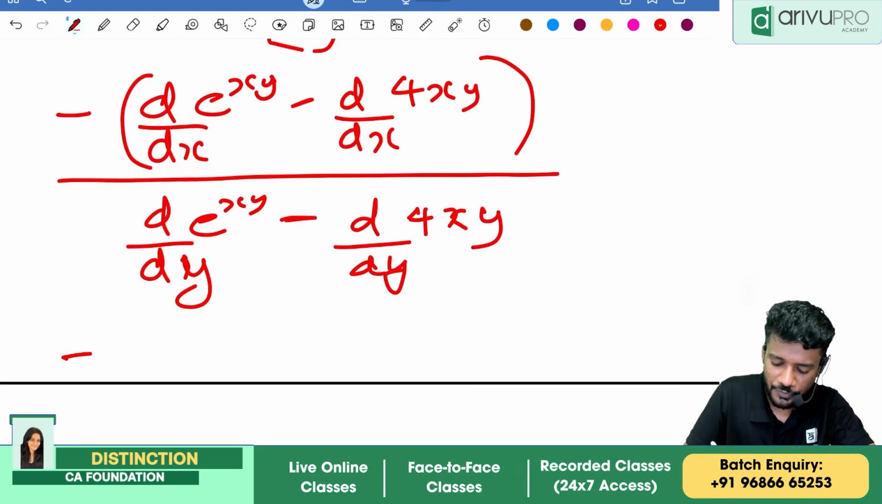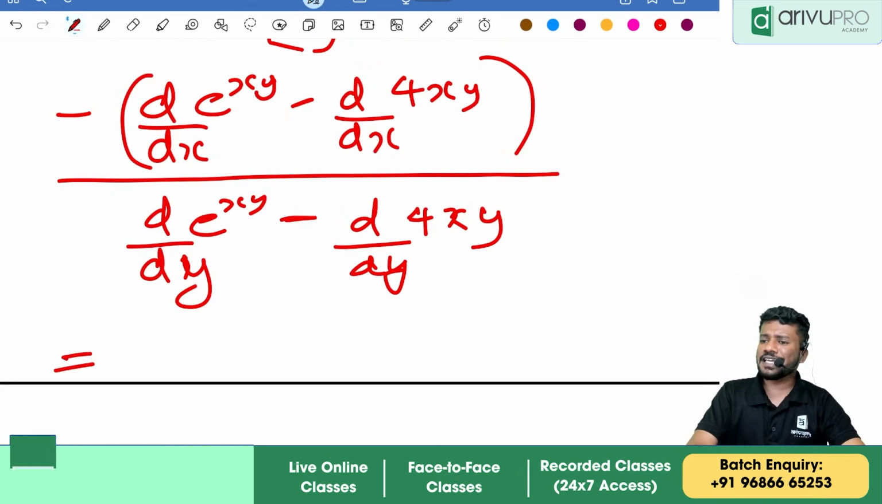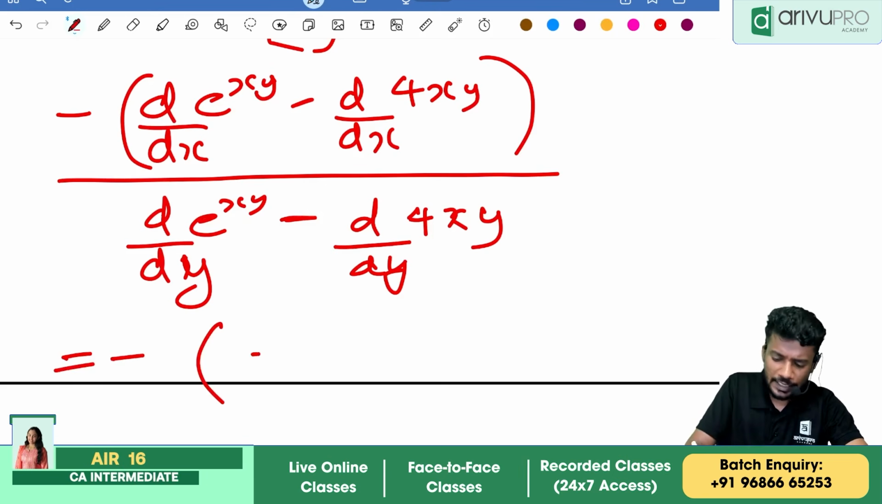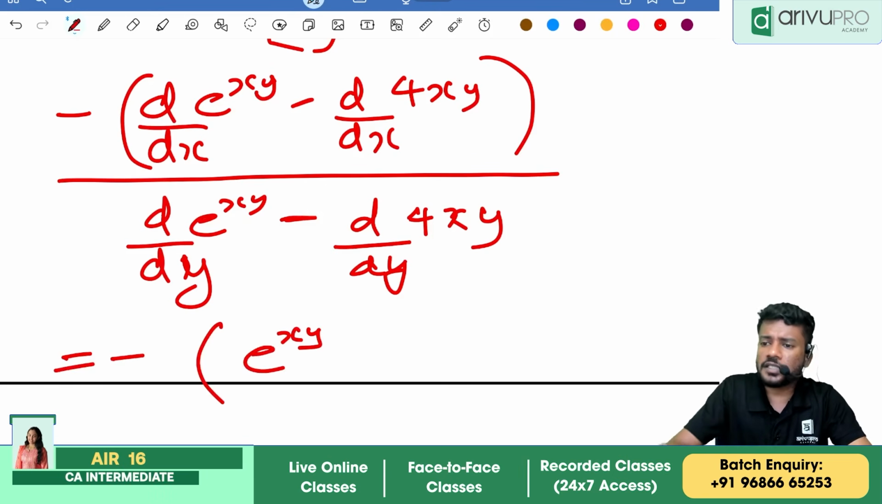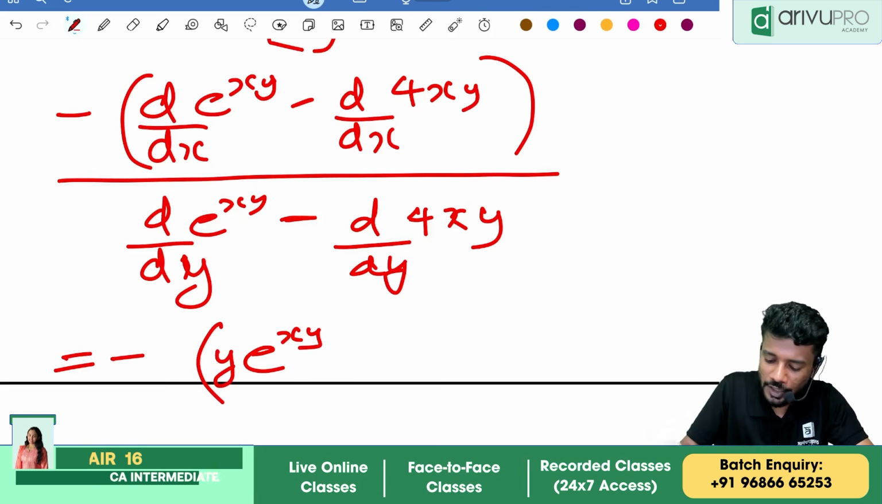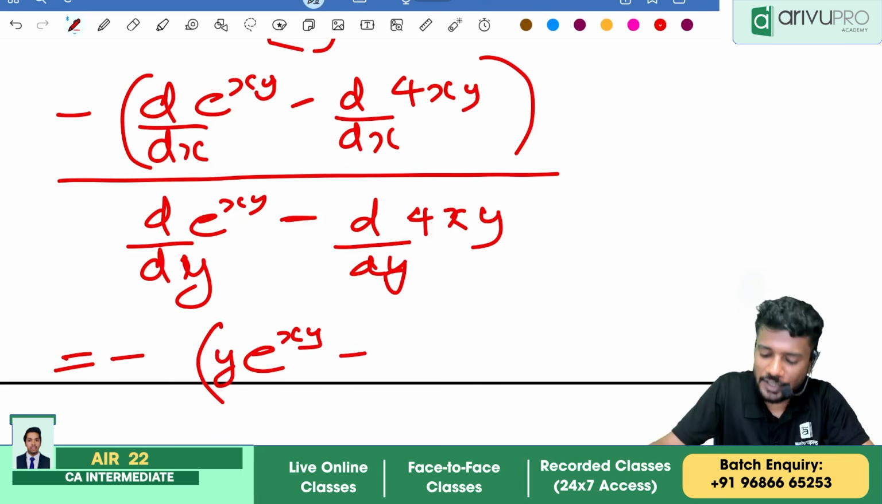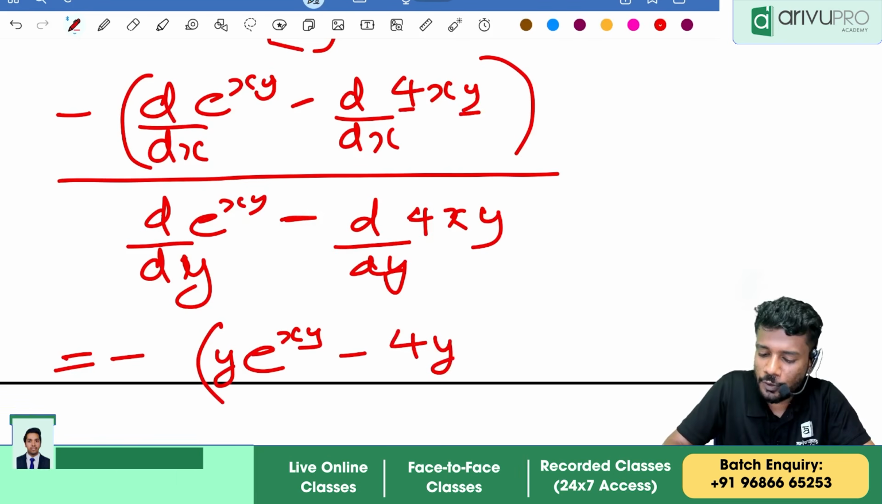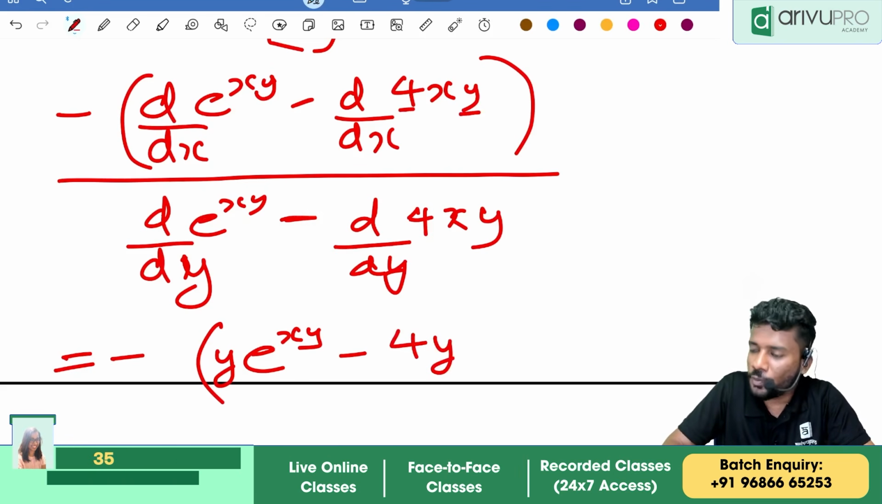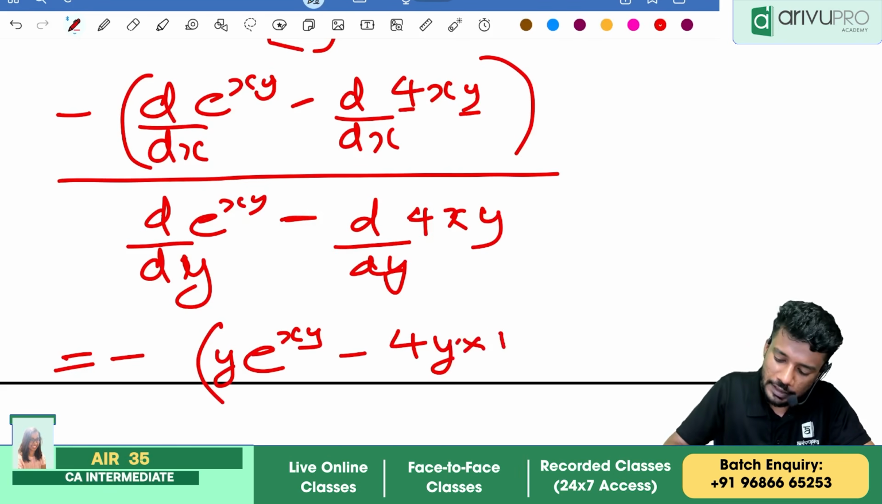Sorry, numerator. Numerator I can write like derivative of e raised to xy will be what? E raised to xy. But who is a constant? So, y should be written like this. Y e raised to xy minus. Who is a constant here? 4 and y are constant. So 4y will be written outside. Then dx by dx is how much? 1.